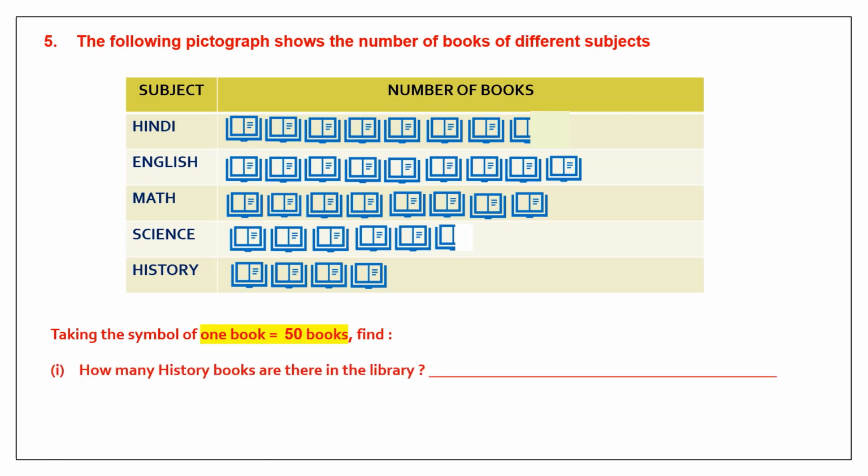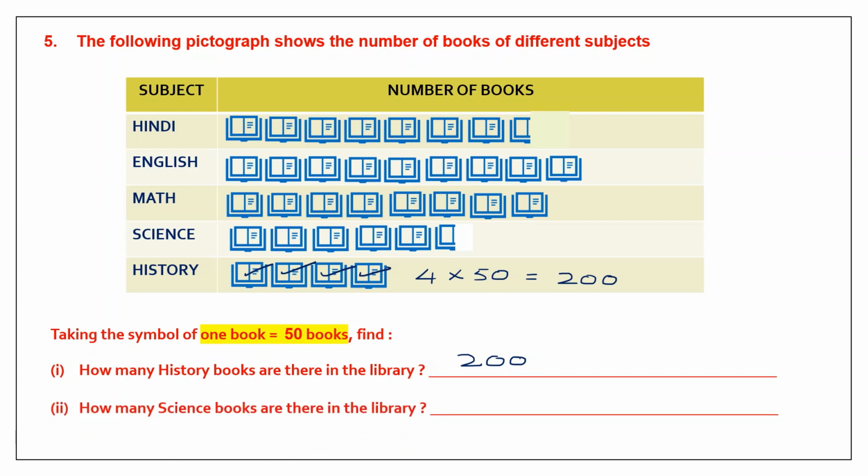How many history books are there in the library? So history, let's count 1, 2, 3, 4. That means 4 into 50 because each one stands for 50 books. So 4 5s are 20 and then 0. So that's 200. So there are 200 history books in the library.